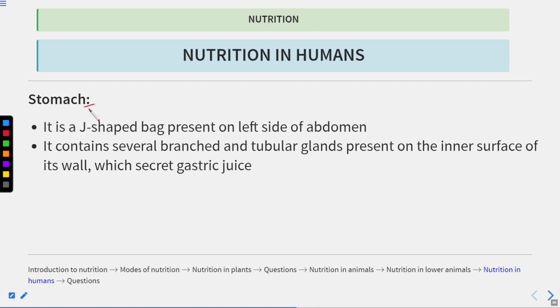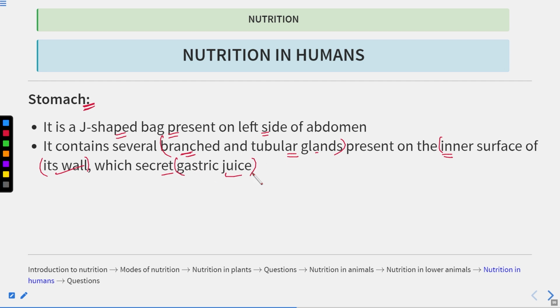Now, the esophagus leads into the stomach. So now the food has reached the stomach. Now, what is the stomach? The stomach is a J-shaped, bag-like structure which is present on the left side of the abdomen. Okay. Now, it contains several branched and tubular glands present on the inner surface of its wall, which secrete the gastric juice. Okay, now these digestive glands secrete the gastric juice.